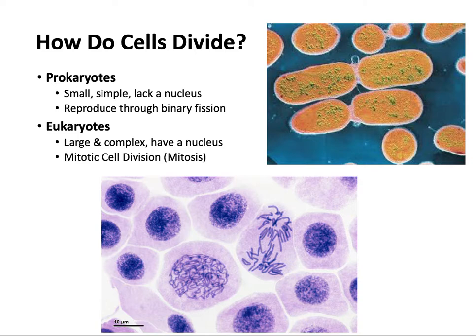So if you remember, prokaryotes are small, simple, and they lack a nucleus. They include bacteria. And they reproduce through something known as binary fission, which we'll take a look at next. Eukaryotes are large, they're complicated, they have a nucleus, they have membrane-bound organelles like the mitochondria, and they reproduce through something known as mitotic cell division or mitosis. On the top, you see binary fission occurring, and down here you see eukaryotic cells reproducing.